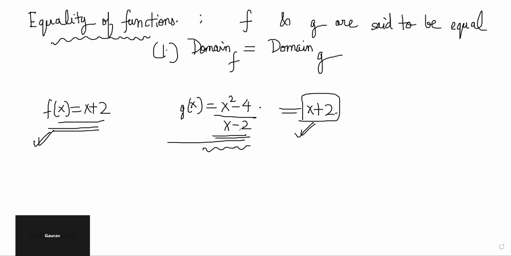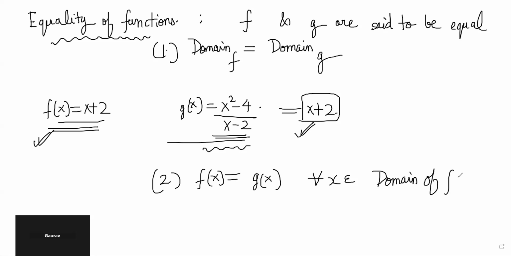The second condition is the obvious condition. Two functions are going to be equal if, obviously, f of x is equal to g of x for all x belonging to the domain, right? f of x is equal to g of x for all x belonging to the domain of f and g.